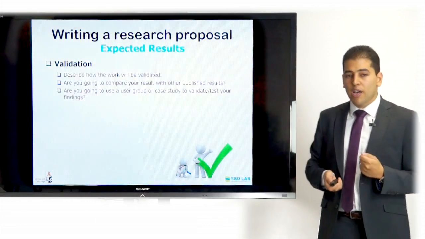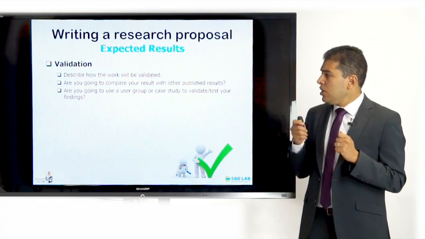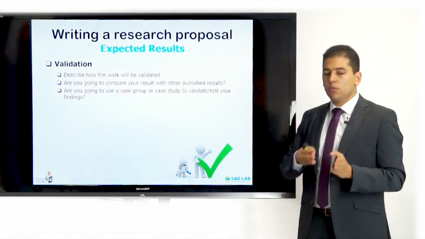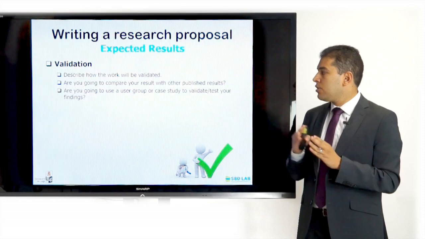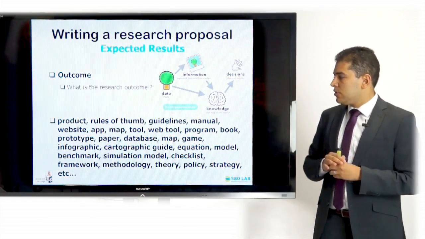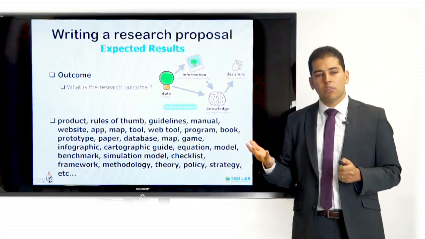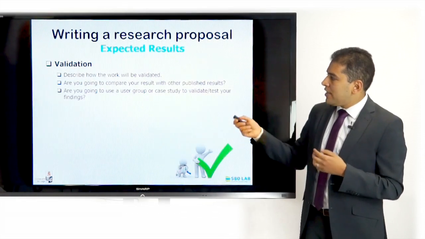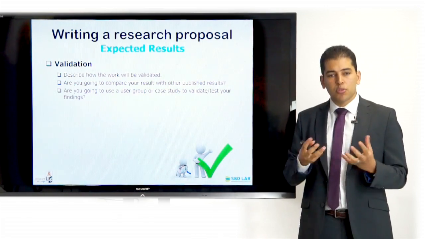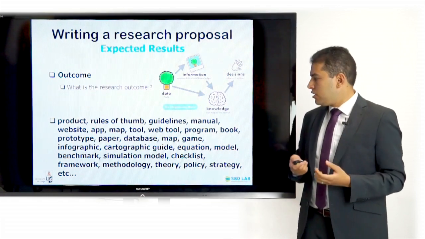And to validate that you have a good expected result, describe how the work will be validated. You must make sure that your outcomes and what you are going to present will be compared with results published in other works. Are you going to use a user group or a case study to test this outcome? Because it's not enough to tell me I will come up with a map or a tool and then it was not used or tested by anyone. Make sure that you have a validation process, and in the validation process you have some groups or users who make sure that your outcome was developed for them in a useful way.